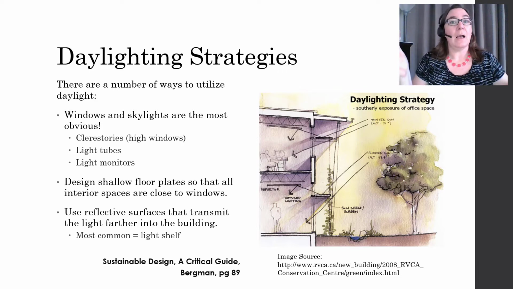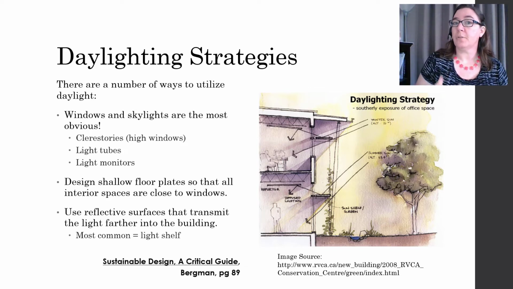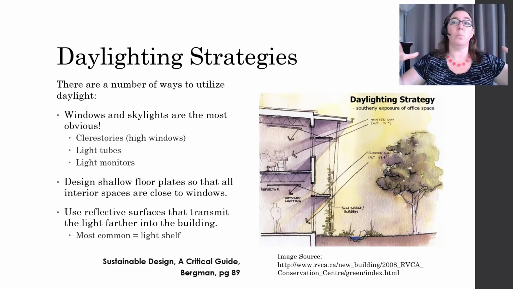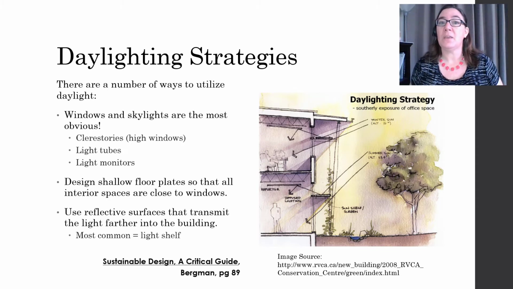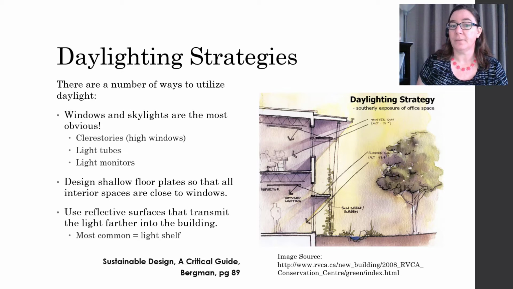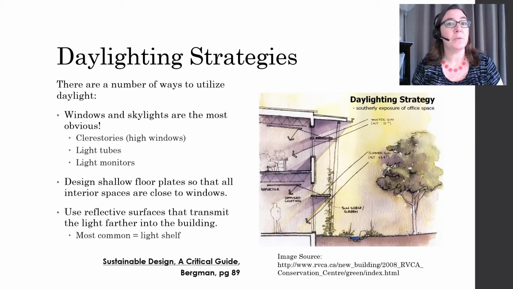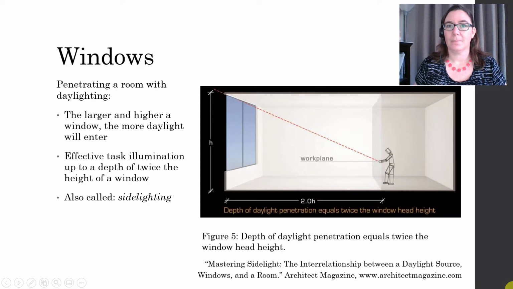All right. With narrower floor plates, more interior spaces are close to windows. If you have a broad floor plate, you've got a space in the middle of your building that just really doesn't have any access to windows. And finally, you can use some reflective surfaces to bounce and transmit the light farther into the building. And the most common way to do this is called a light shelf.